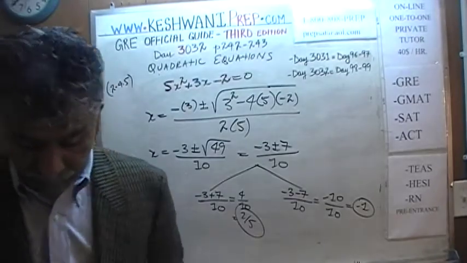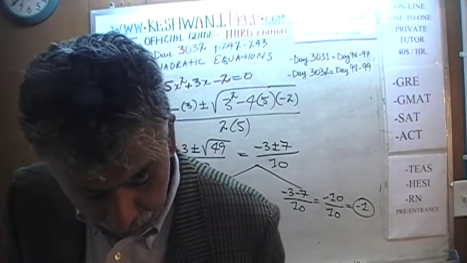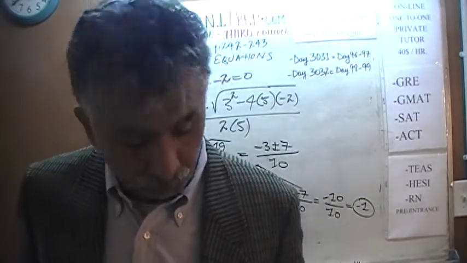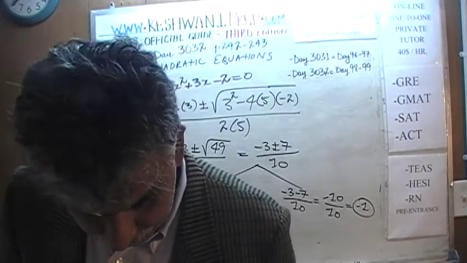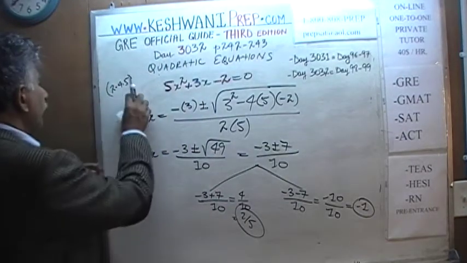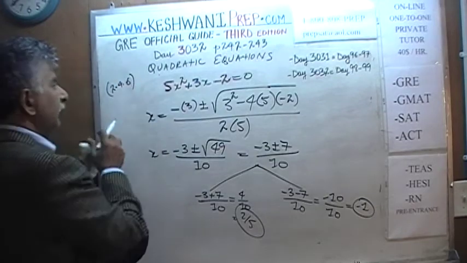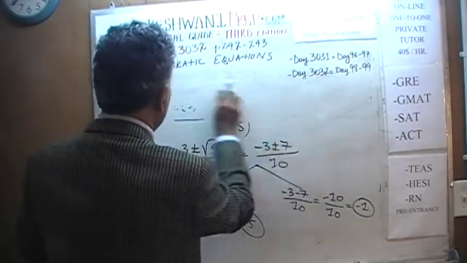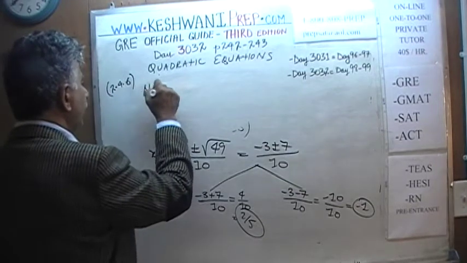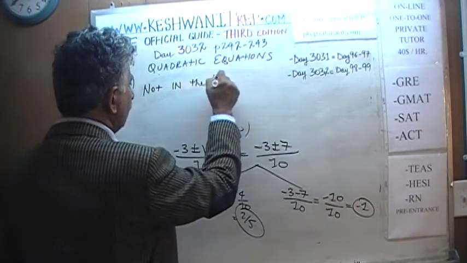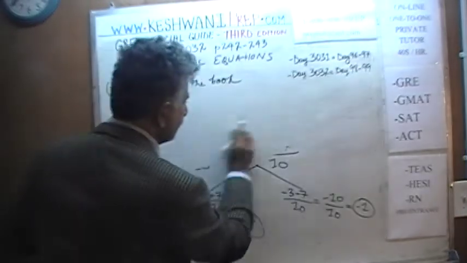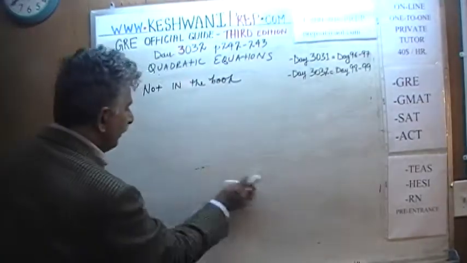As a matter of fact, let's make it interesting. Before I close the video, I'm going to give you a homework. 2.4.6, which is not in the book. And here is how it goes. We're actually going to do three of them. Three bonus problems. They are not in the book. The book only goes up to problem number 5. I'm going to give you 6, 7, and 8.